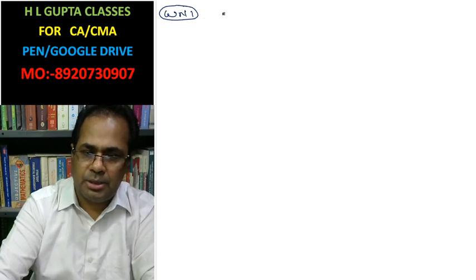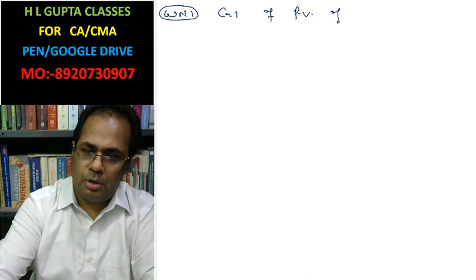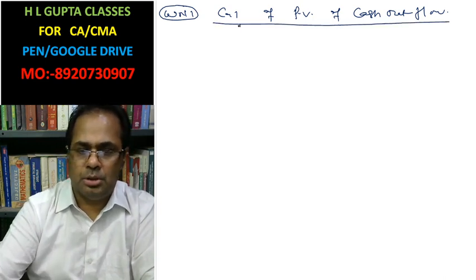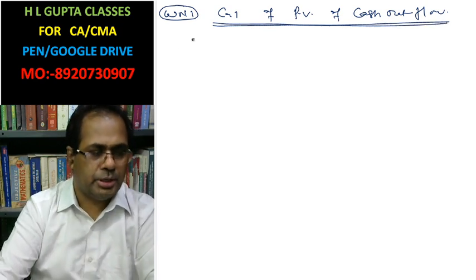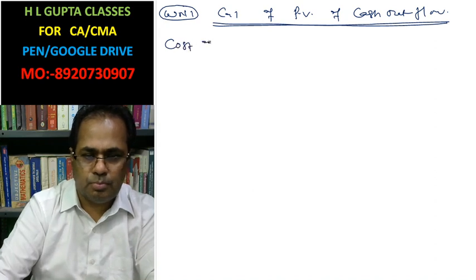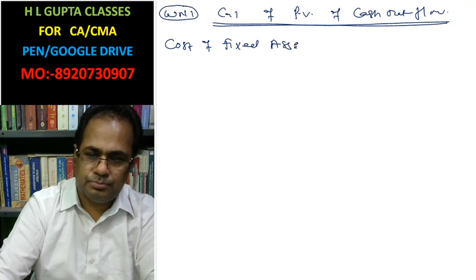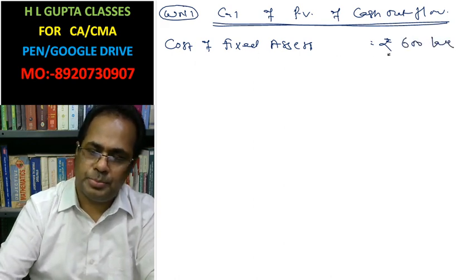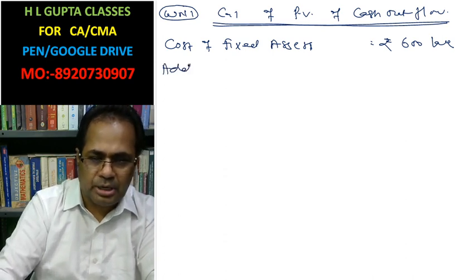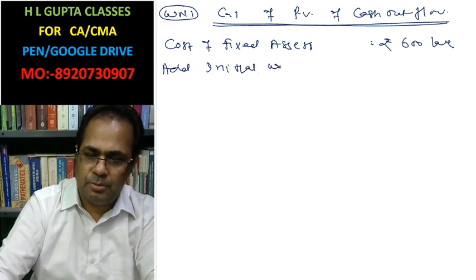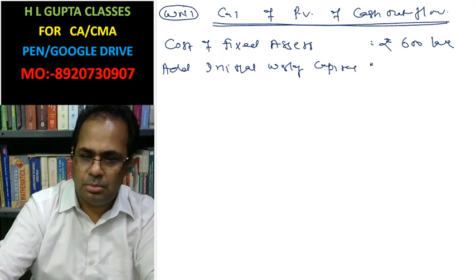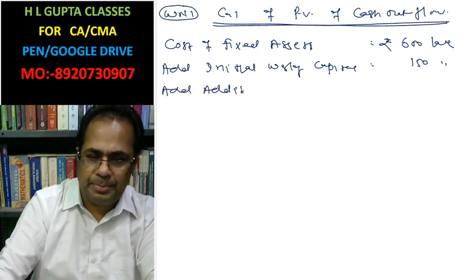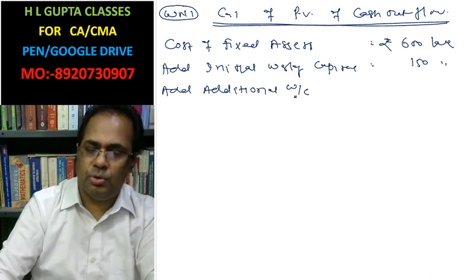Working note first. Calculation of present value of cash outflow. In this case, cost of fixed assets is rupees 600 lakh, add initial working capital 150 lakh, add additional working capital 100 lakh.